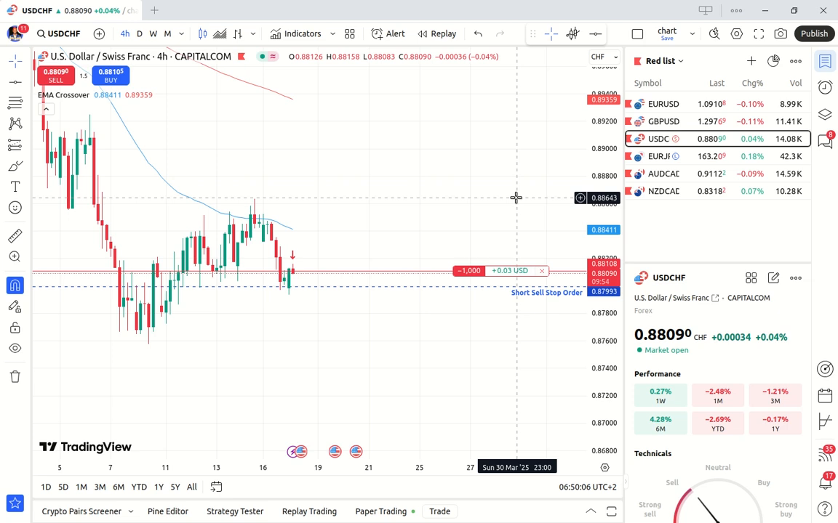That's my disclaimer. My disclaimer is trading is risky. Please learn profit taking strategies and risk management.